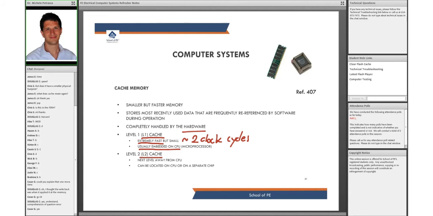Then we have level 2 cache. That's the next level away. It's a little bit bigger, a little bit slower. Now we are in the terms of 10 clock cycles to get the data from there. So every time you miss in cache, you go to level 2 to see if the data is there. That's what the algorithm does. Nowadays, it's typically located on the CPU as well. Sometimes a separate chip is required, but this is more in the old days.